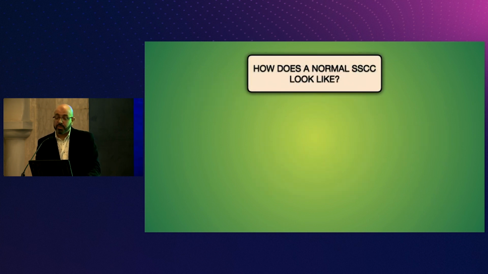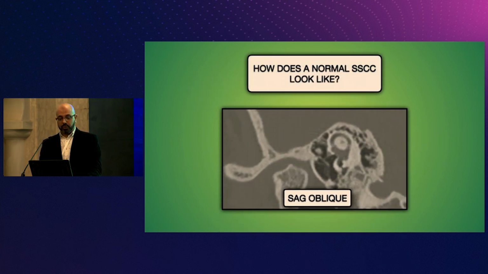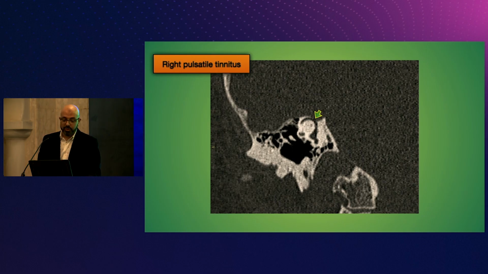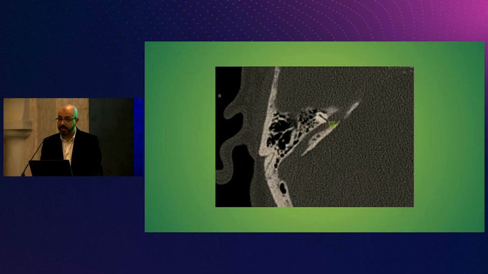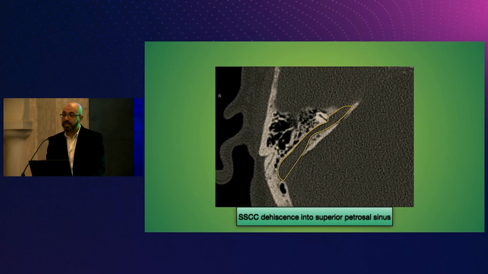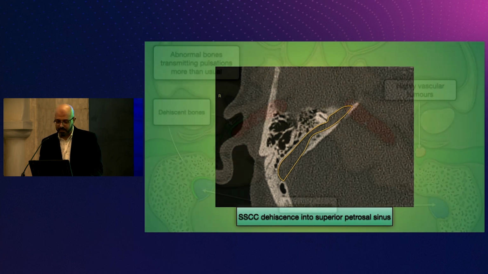How does a normal superior semicircular canal look like? It should be well-formed. The roof should be all around intact, no defects whatsoever. This is a patient with right pulsatile tinnitus, so what's wrong here? We have a small defect in the roof. But again, why is the patient presenting with pulsatile tinnitus rather than just Tullio phenomena or ear pressure? Because if you look on the axials here, where is this defect? What is this vascular structure here? This is the superior petrosal sinus. That's why the patient can hear the venous pulsation through the defect.